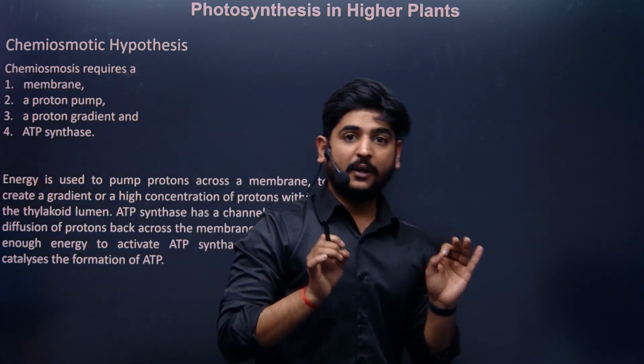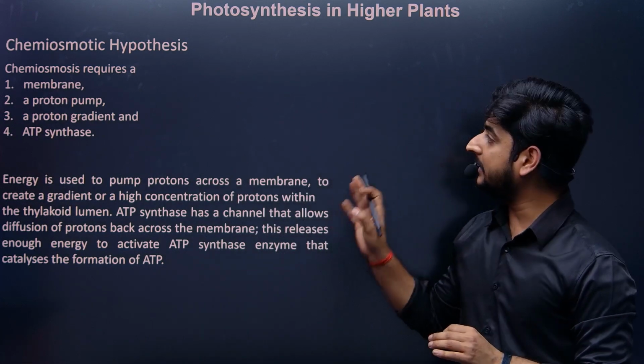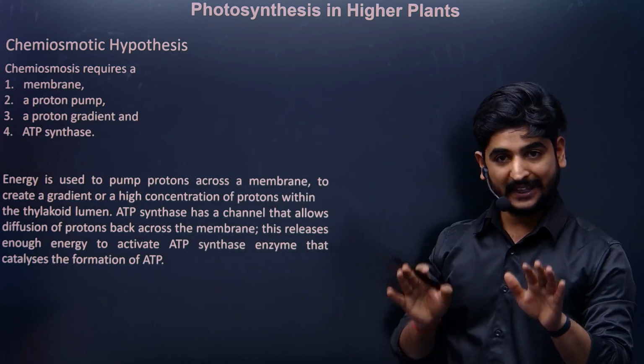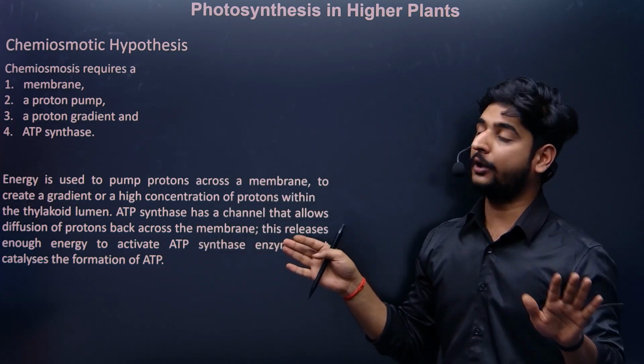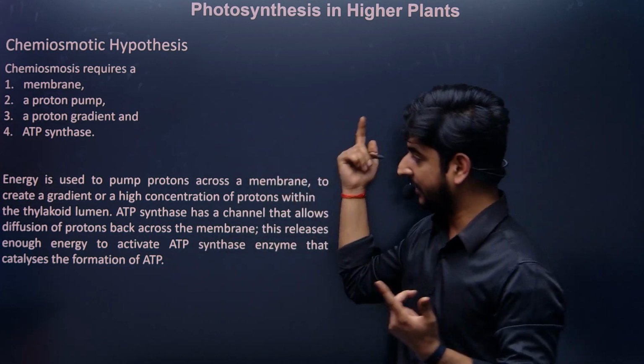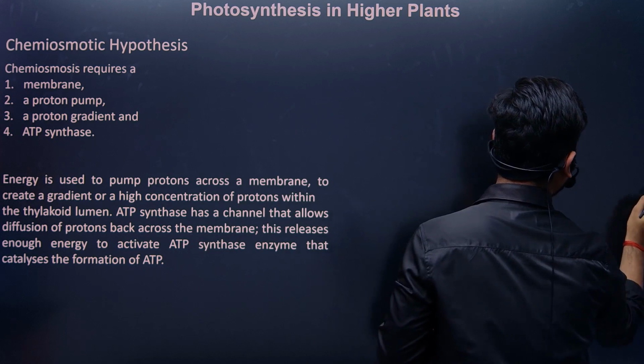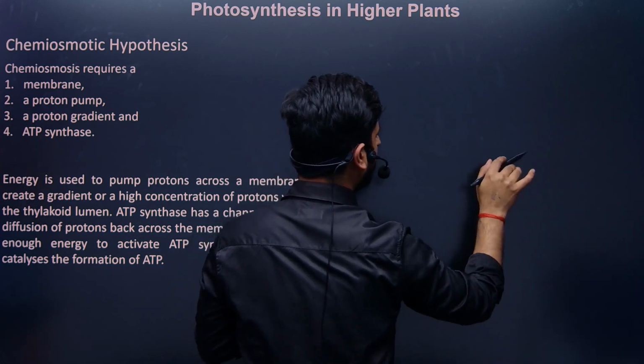Now coming towards our last part in light reaction, this is the chemiosmotic hypothesis, which says that for the generation of ATP and NADPH, what do you require? You require a membrane. Let's try to draw this. So this one is very easy. Let's try to link everything now.